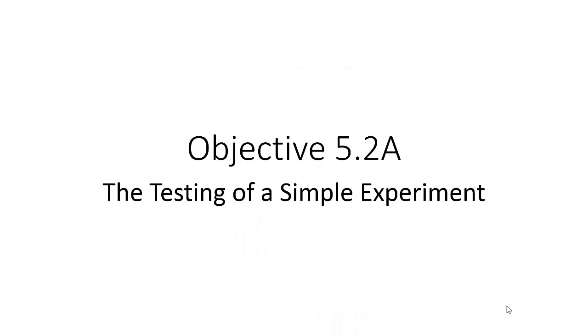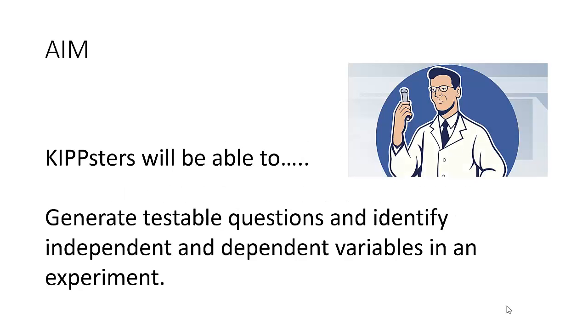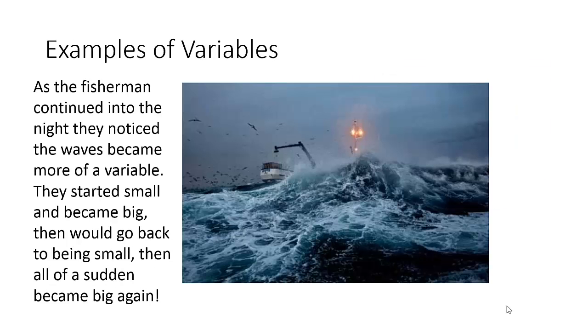Our objective for today is 5.2a, the testing of a simple experiment. Our aim: Kipsters will be able to generate testable questions and identify the independent and the dependent variables in an experiment. First, here's an example of what a variable is.